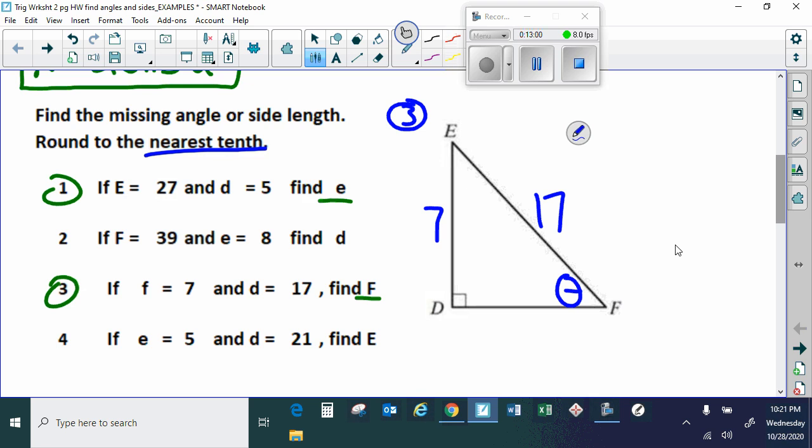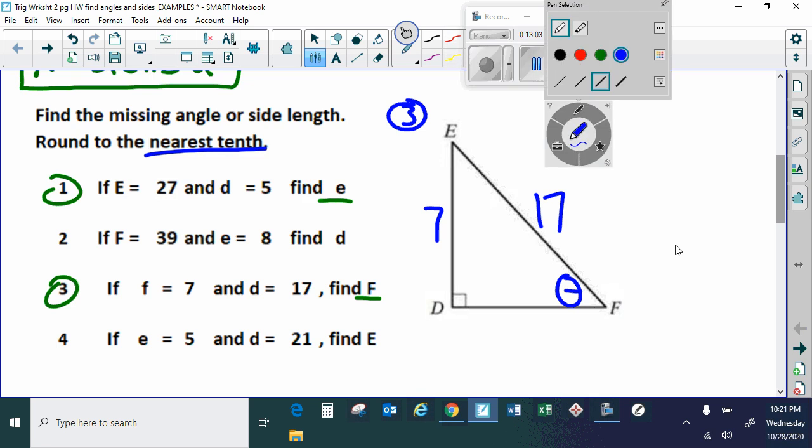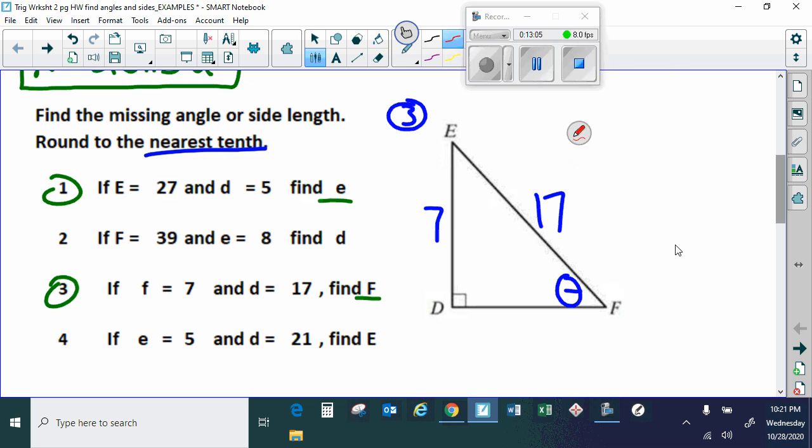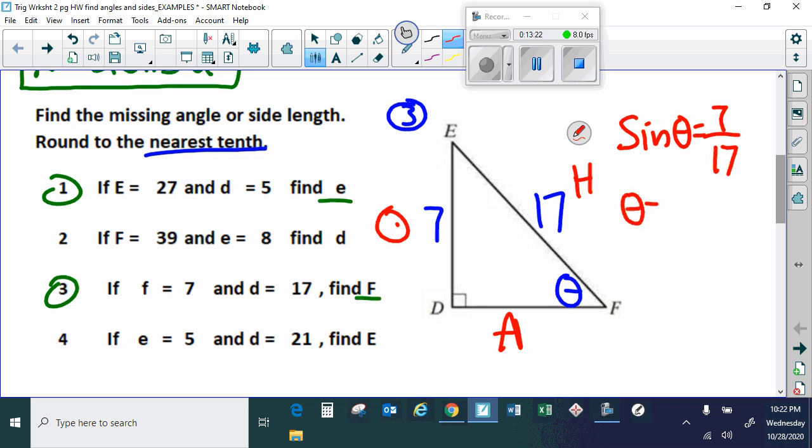So that's my theta. Well, remember, the hypotenuse never changes, so go ahead and do that first. And since we're solving for this angle, this is the opposite, and that's the adjacent. So we need opposite over hypotenuse, which is sine. So sine of theta equals opposite over hypotenuse. And how do I get rid of sine? Because I'm solving for theta, inverse sine.